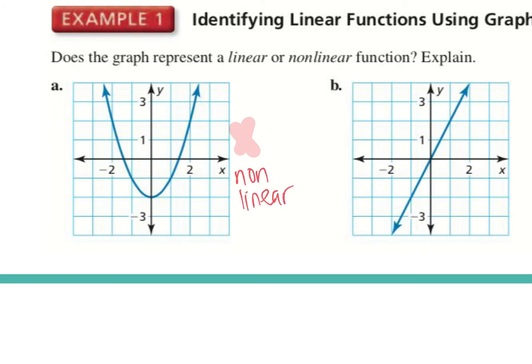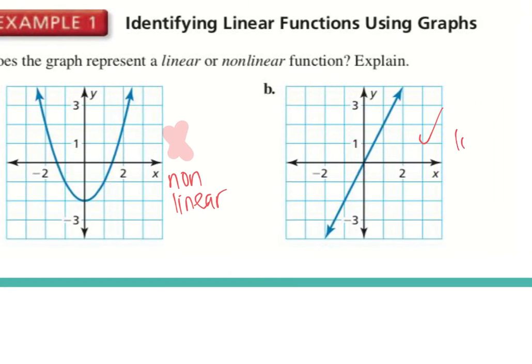Easy? Look at this second one, B. Is that a straight line? We're going to put a check, and we're going to say it is linear. As long as your line does not jag to one side, it's not a curve, it's a straight line, you're good to go.